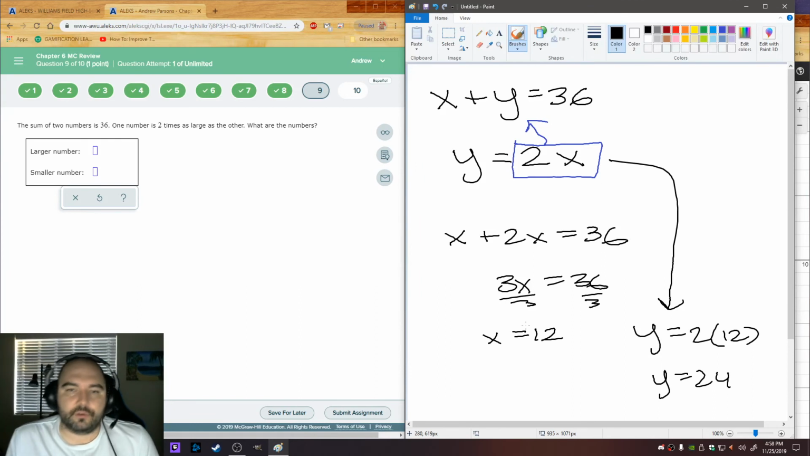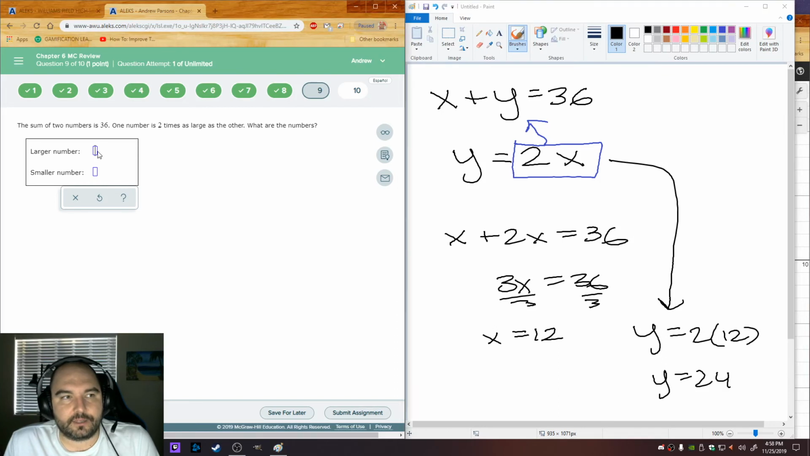And then you can check. Does it follow the rules? Is the sum of these two numbers I just got 36? Yes. Is one number 2 times as large as the other number? Yes. You could technically guess and check your way to the answer at worst, but here's the deal. You really need to show me some work. Don't show me you guessing and checking. That doesn't work.